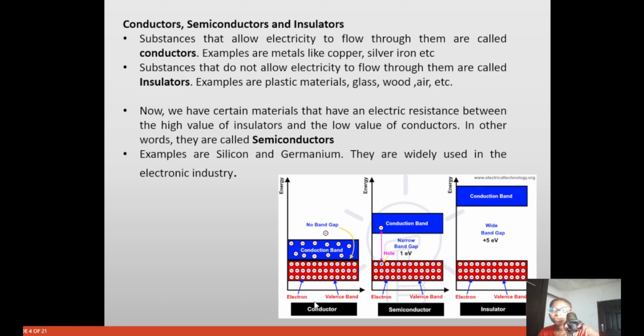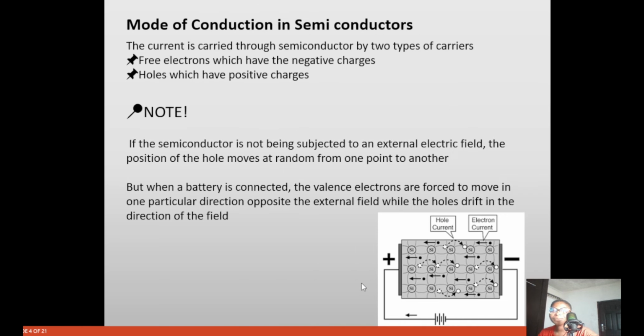We can see them here. Conductors have electrons and a valence band, and we can see there is no band gap between the valence band and the conduction band. Semiconductors have a narrow band gap. Insulators have a very wide gap, and that's the difference between them.